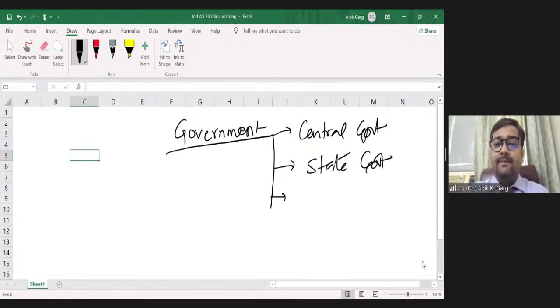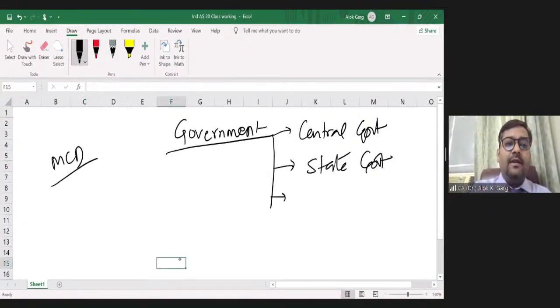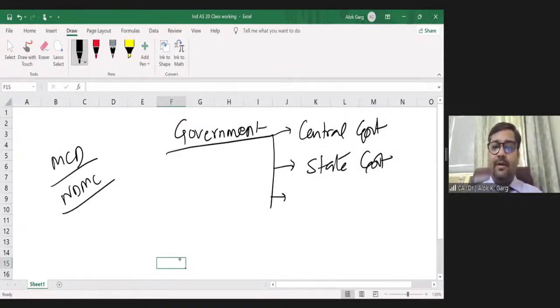Sir, whether MCD, Municipal Corporation of Delhi, Municipal Corporation of Ludhiana, whether MCD is a government? Yes, MCD is a government body. Okay. Sir, whether NDMC, New Delhi Municipal Corporation, is a government? Yes, it is a government body.